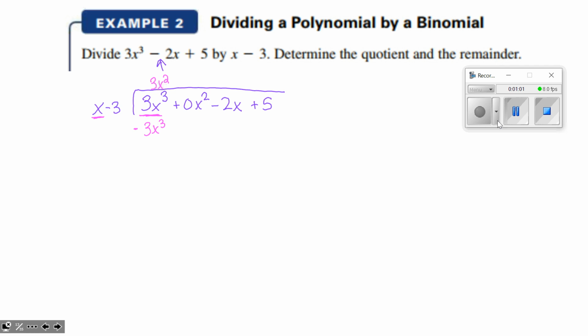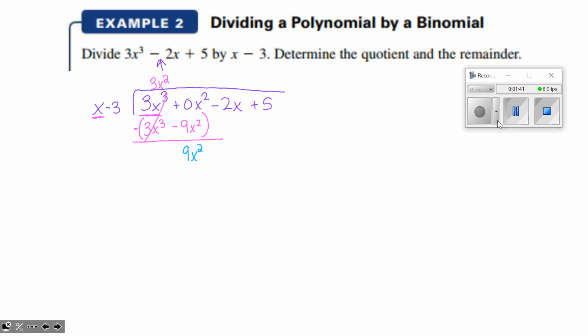And I'm going to write minus. Something I always do is put some parentheses in there. And then I'm going to multiply this 3x squared back to the negative 3. So I'm going to get minus 9x squared. Keep in mind I am subtracting here. So by design, this 3x to the third minus 3x to the third, that's gone. But I have to keep in mind when I subtract, I'm saying 0x squared minus negative 9x squared. So I have a positive 9x squared now. That sign changes when I have that minus the negative.